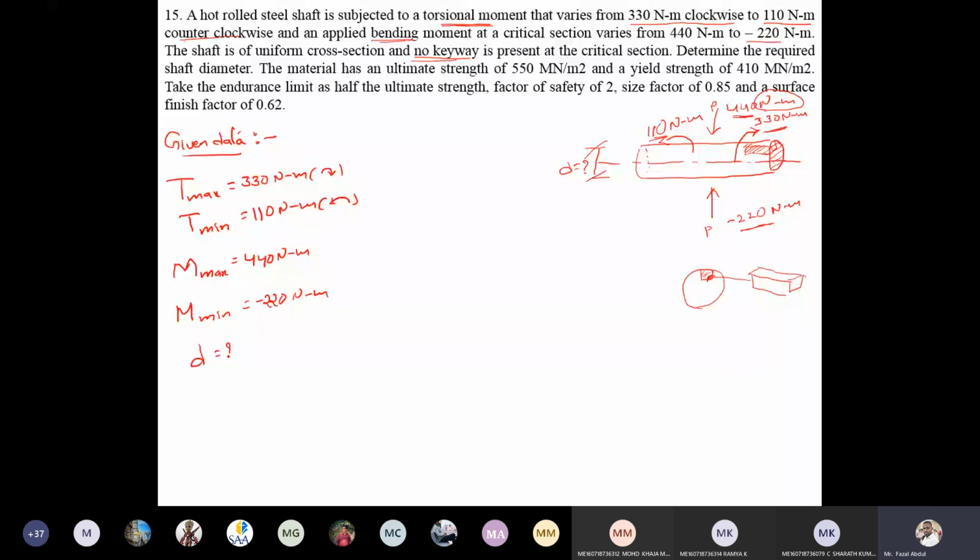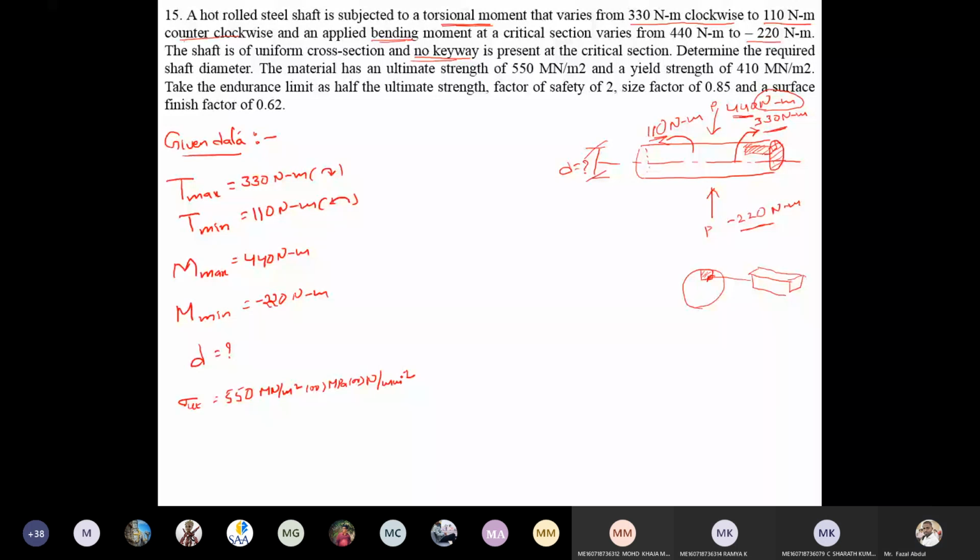And what are the properties given here? Ultimate tensile strength is given as 550 mega Newton per meter square. It means we can also write as a megapascal, or we can also write as a Newton per mm square. All are same meaning, don't get confused.